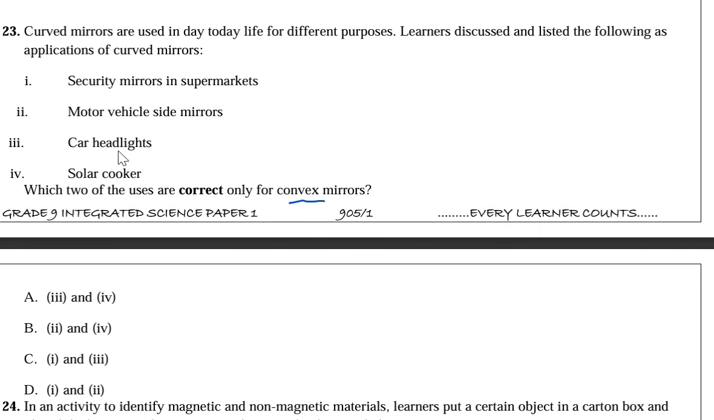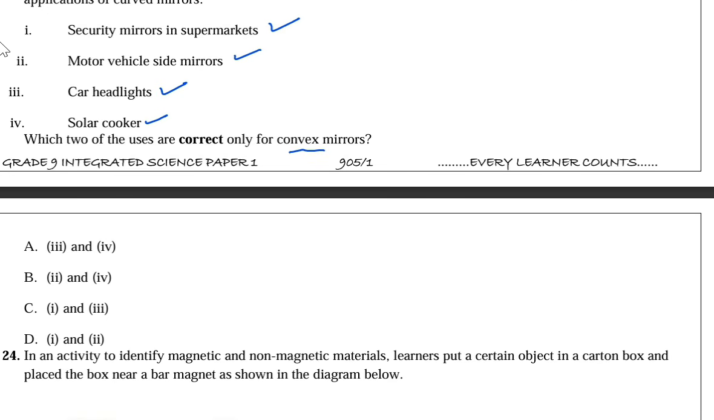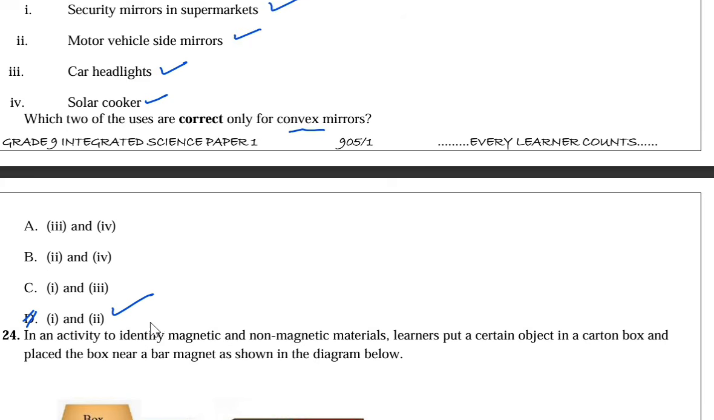Let us look at the options. Car headlights are an application of concave mirrors, which focus light into a beam. A solar cooker also uses a concave mirror to concentrate sunlight to a point. Therefore, the correct uses are security mirrors in supermarkets, because a convex mirror provides a wide field of view, and motor vehicle side mirrors. So the correct option is Roman 1 and Roman 2, which is option D. We continue to question number 24.